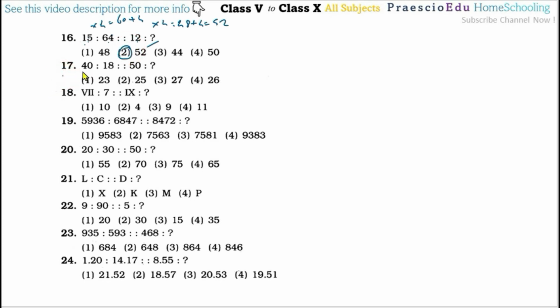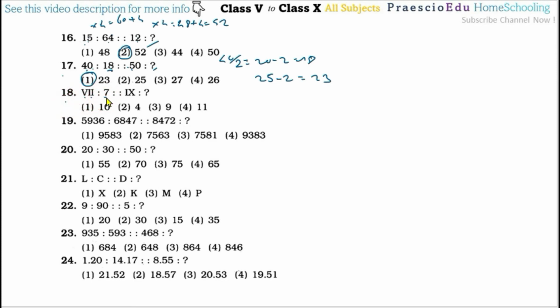Then question number 17: 40, 18, 50, and then question mark. So 40 divided by 2 is 20. So 20 minus 2 is 18. So that number comes. So likewise 50 divided by 2 is 25, and minus 2 is 23, and this is given in option number 1.